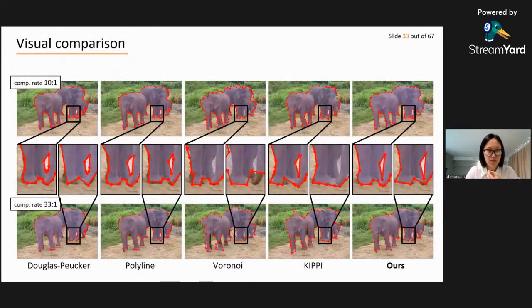Here's a visual comparison at low and high compression rates. Unlike other methods whose output can easily drift from the object silhouettes, our approach can follow the object contours well, despite a decrease in the complexity of the output polygon.